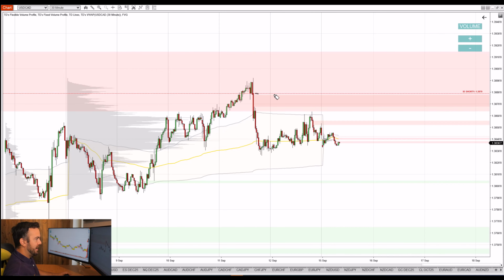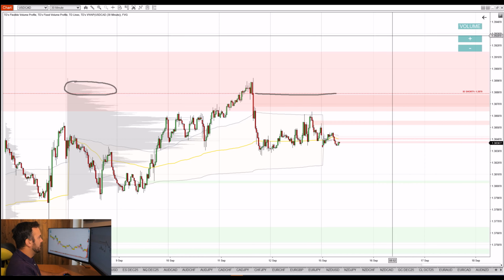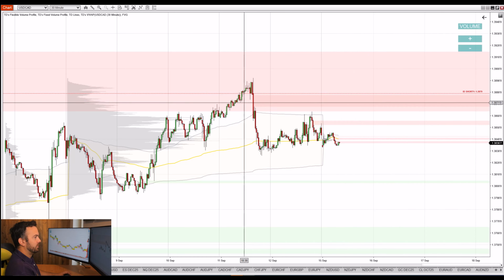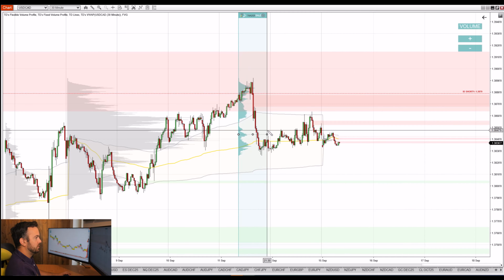So the level that I have here, you can see that it's based on the volumes. You can see here on the weekly profile. I can as well use my flexible volume profile to show you. You'll see the level there as well. It is this volume cluster.